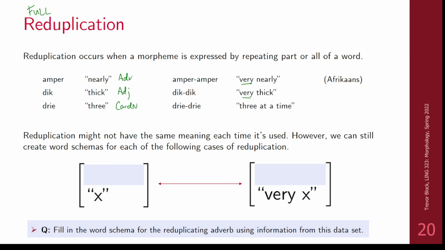So if you say amper is nearly, then amper amper is very nearly. Well, if you do it with a cardinal number, like 3, you would get 3 at a time. So it's like groups of 3 people going.